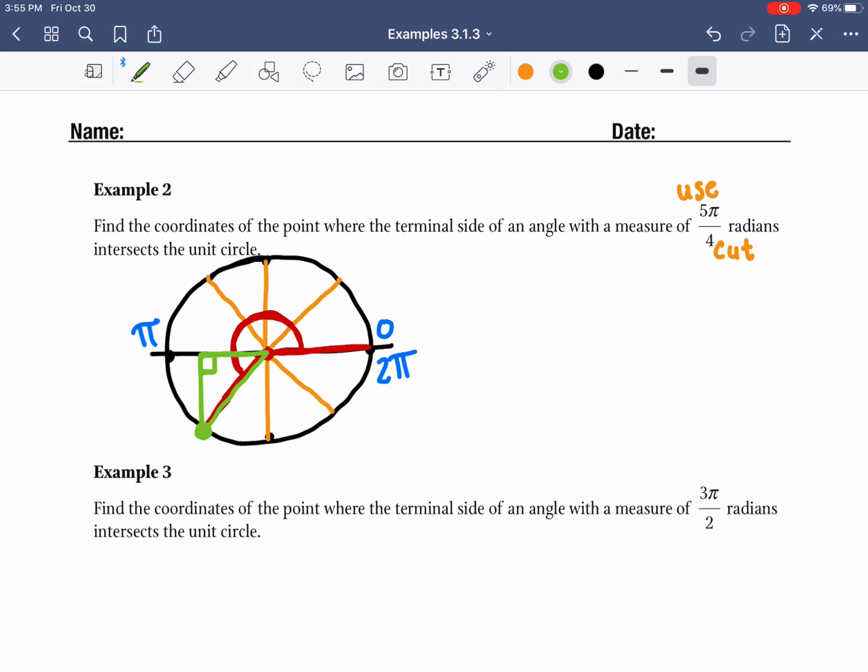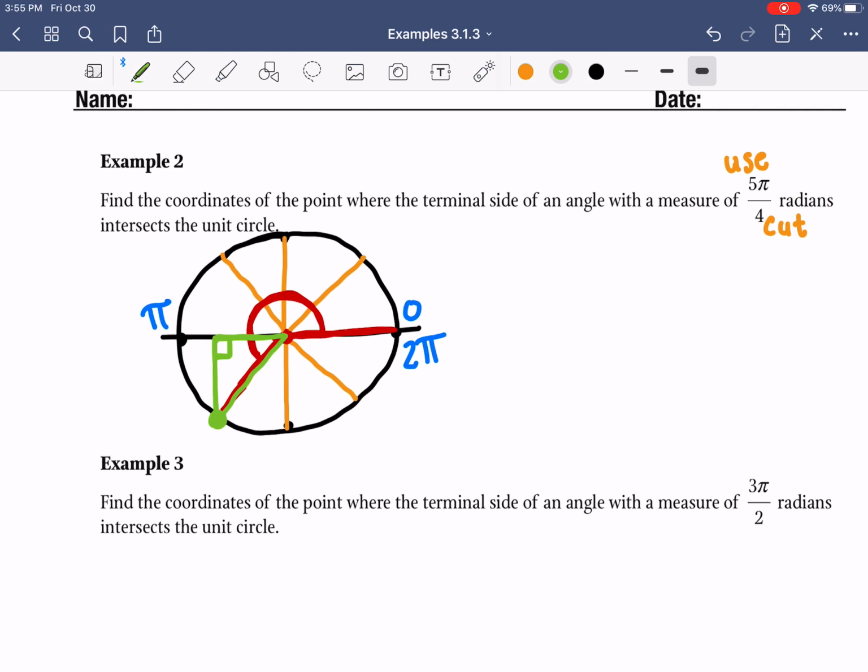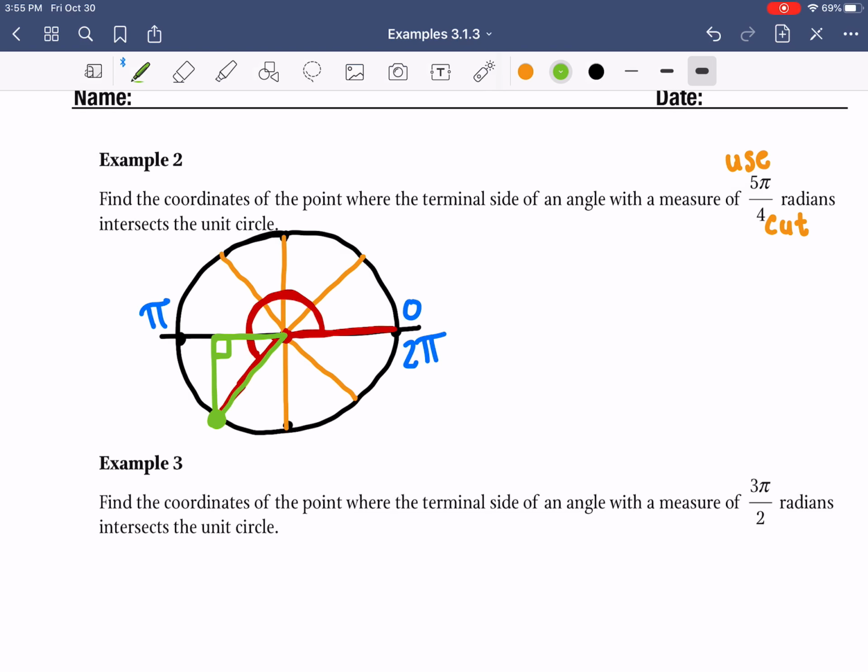All right, well, the reference angle, remember, is always an acute angle. So my acute angle right here, I know it's kind of hard to see, that acute angle right there is going to be pi over 4 because it's just one slice, right? So that little angle right here is pi over 4.